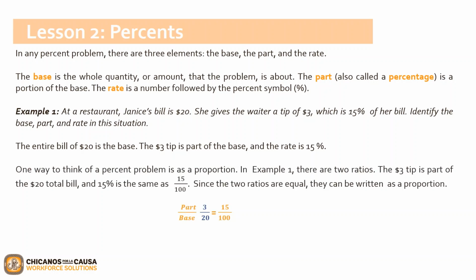One way to think of a percent problem is as a proportion. In example 1, there are 2 ratios. $3 tip is part of the $20 total bill, and 15% is the same as 15 over 100 in fraction form. Since the 2 ratios are equal, they can be written as a proportion, as shown here. You would then cross multiply to prove the ratios are equal. So it would be 20 times 15 equals 300, and 3 times 100 equals 300.